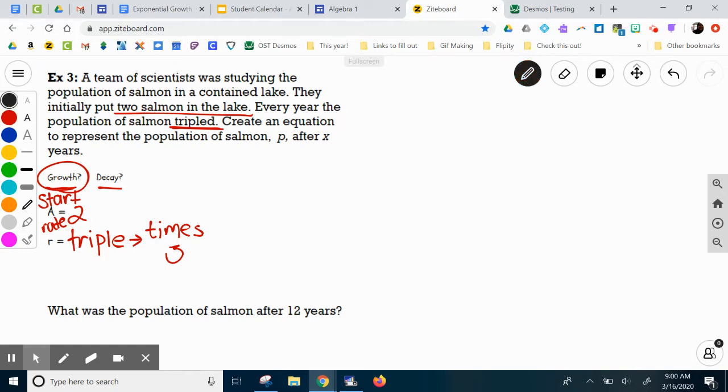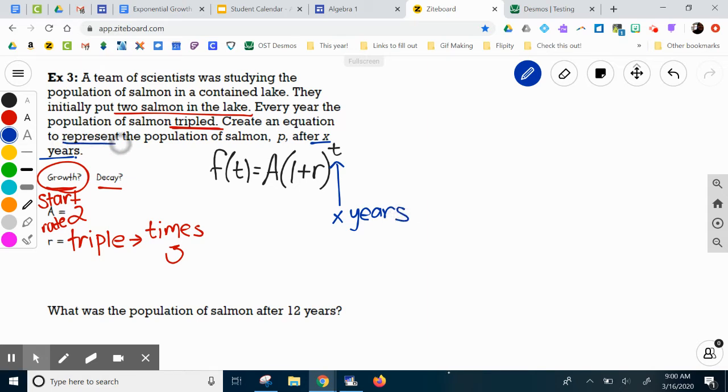So always we go back to our original equation, which is f of t is equal to a times 1 plus r to the power of the time. Okay, and this time they tell us to use x years. So instead of using t, I'm using x years. And it tells me I need to represent the population of salmon with P. So this is going to be P this time, which means population.